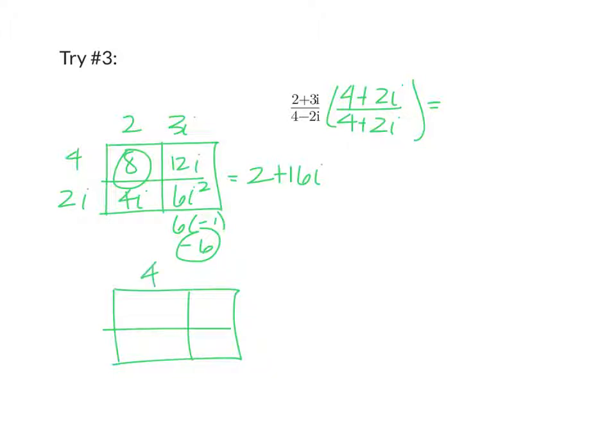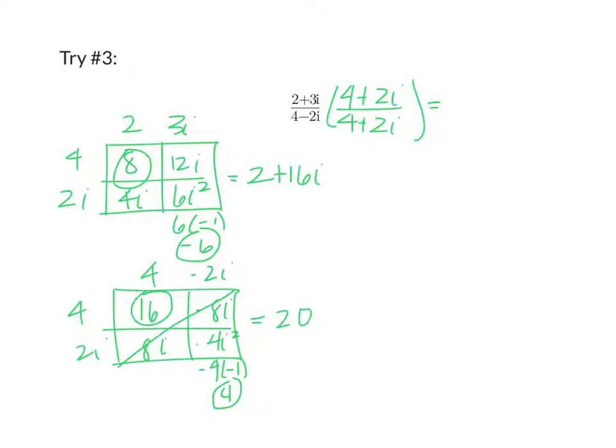Let's check on the denominator. That's 4 and negative 2i and 4 and positive 2i. That's 16, 8i, negative 8i, and then negative 4i squared. Remember, i squared is negative 1. So negative 4 times negative 1 is positive 4. The i's cancel. They should, because that's the whole point of multiplying by a conjugate. And again, 16 plus 4 is 20. So as a fraction, we are left with 2 plus 16i over 20. However, that's not our final answer because each term can be divided by 2. So our real answer is 1 plus 8i over 10.